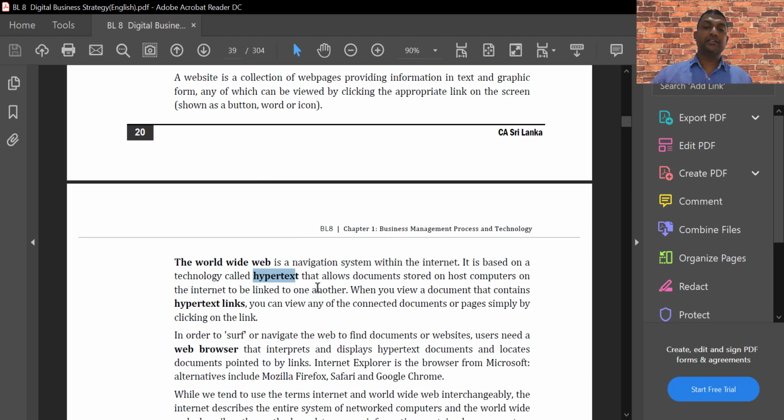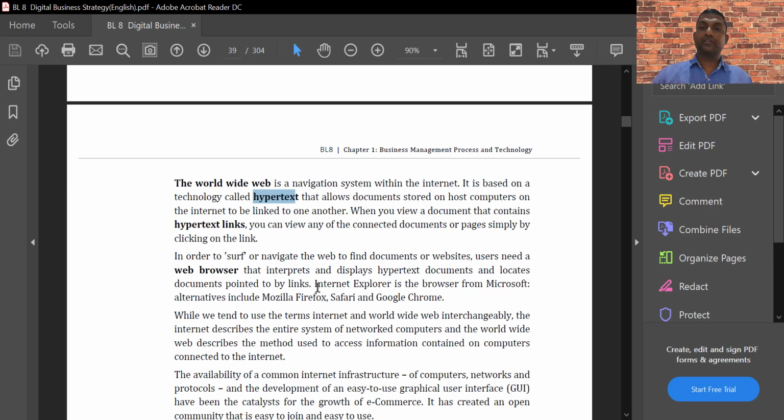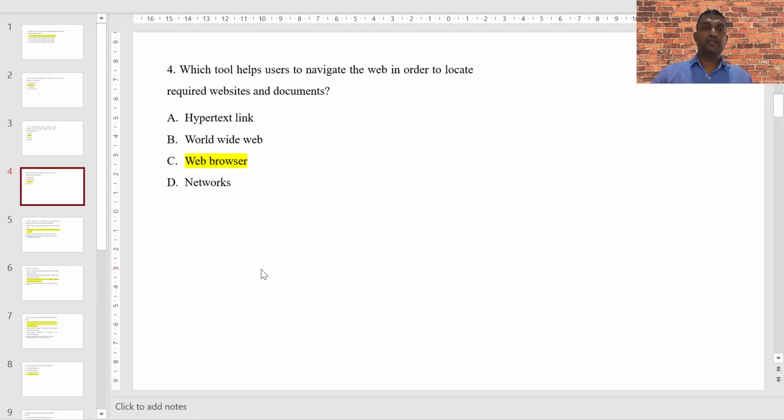So it's a technology we are using. The web pages are based on hypertext technology. In order to surf or navigate the web to find documents or websites, users need a web browser. So the tool expected in this question is the web browser. The other things like hyperlinks are included in the web page. World Wide Web is itself all the information that you access through the internet.